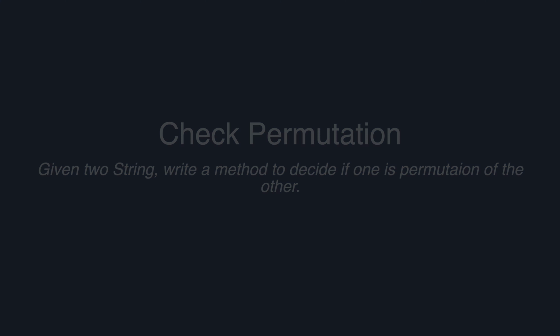Now we are going to talk about another problem: permutation. If one string is a permutation of another string, so we have a string s1 and a string s2, and we want to find out whether s1 is a permutation of s2, or s2 is a permutation of s1. So let's get started with this problem.